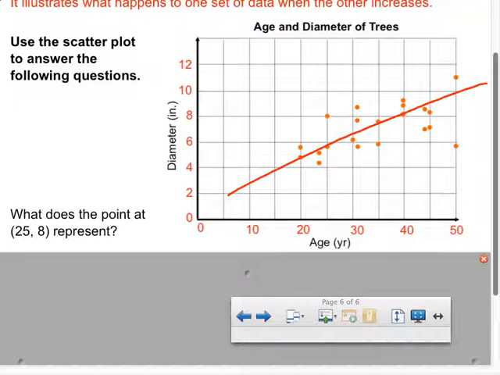What does it represent? Laura, what do they represent? Like the numbers themselves? Yeah, 25 is X and 8 is Y. Okay, you're close, but I need you to look at the titles to explain that in more detail. Trinity? 25 is the age and 8 is... Very good. So 25 is the age of the tree. 8 is the diameter of the tree.